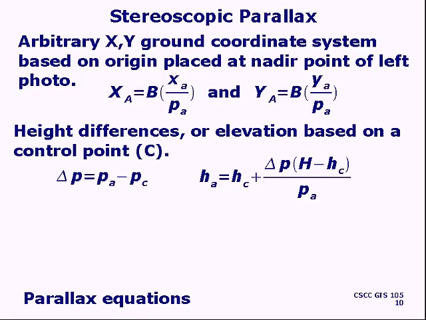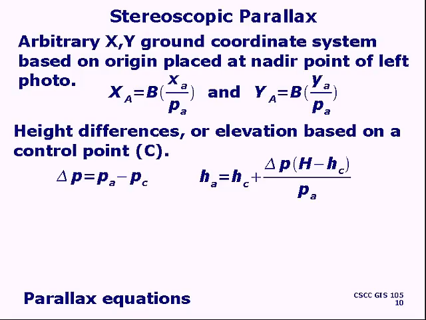Any 2 points are going to have two different parallaxes. Okay, point A has a parallax number. It's just some millimeters that change between the left photo and the right photo. There is a parallax for control point C. If I take the parallax for A and the parallax for C, subtract parallax C from parallax A, I've got a delta parallax. Well, once I've got the delta parallax, a lot of these other things are given.